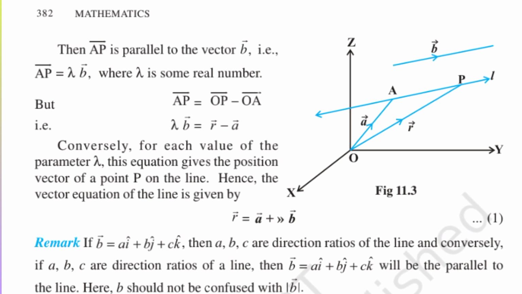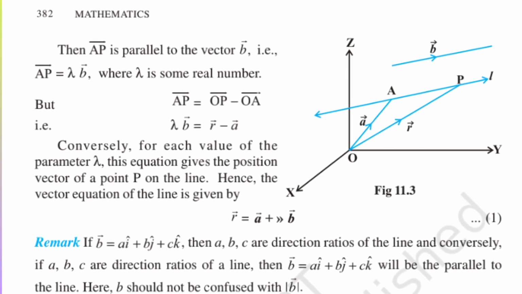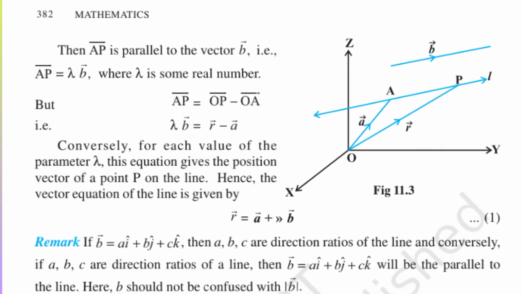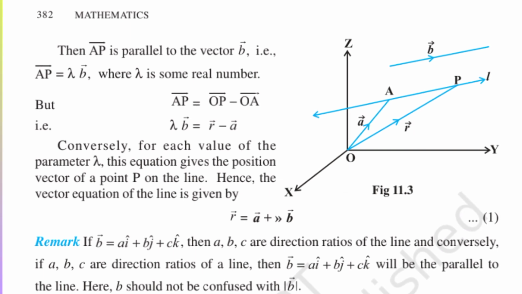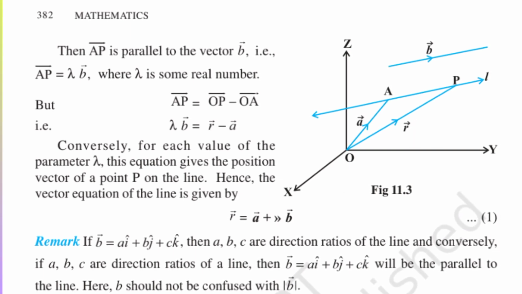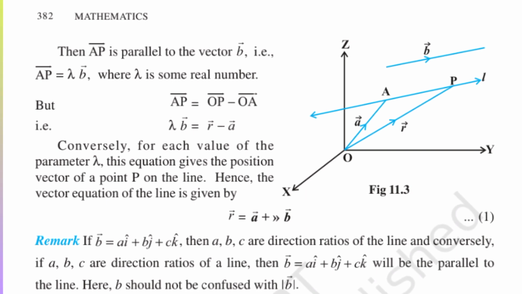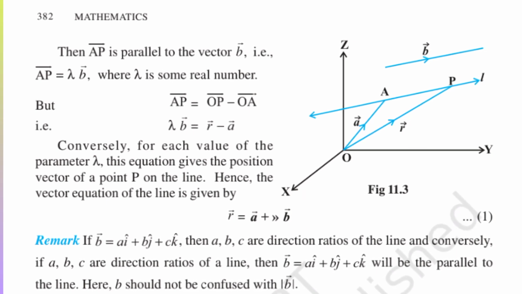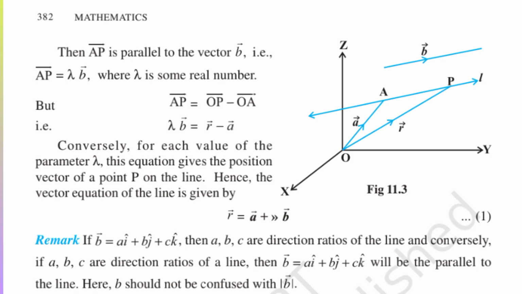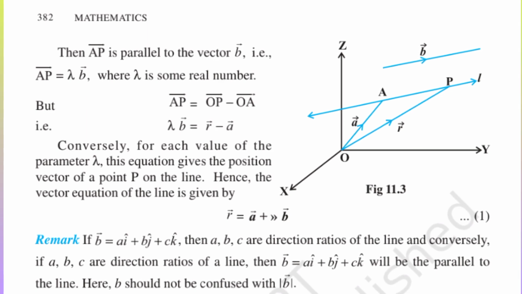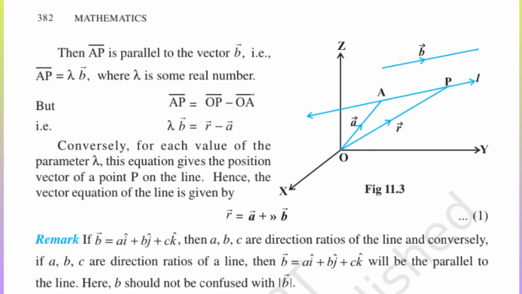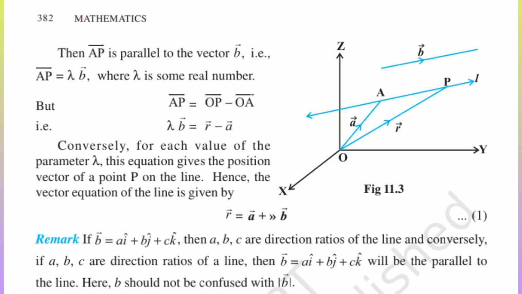Remark: if b vector is equal to a i cap plus b j cap plus c k cap, then a, b, c are direction ratios of the line, and conversely, if a, b, c are direction ratios of a line, then b vector is equal to a i cap plus b j cap plus c k cap will be parallel to the line. Here, b should not be confused with the square root of modulus b.